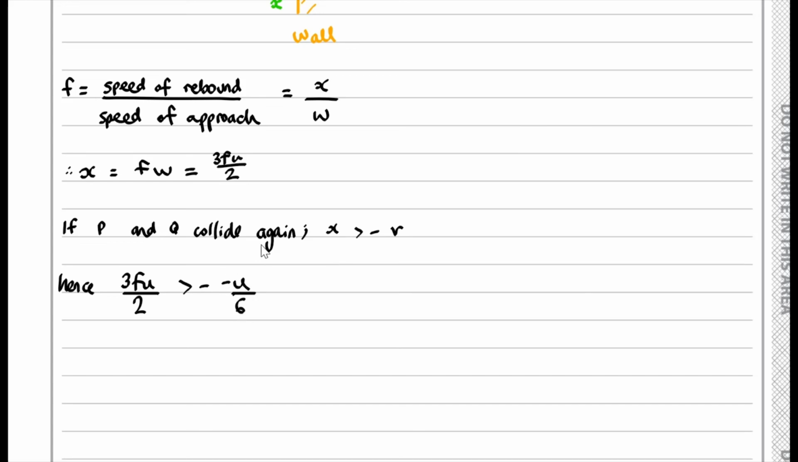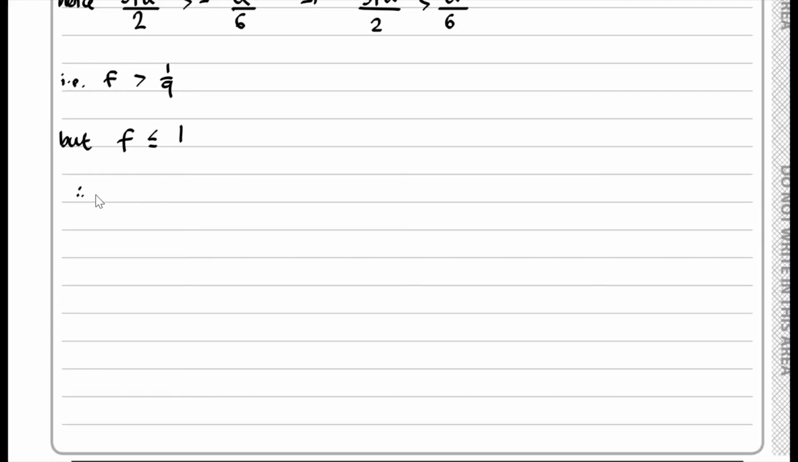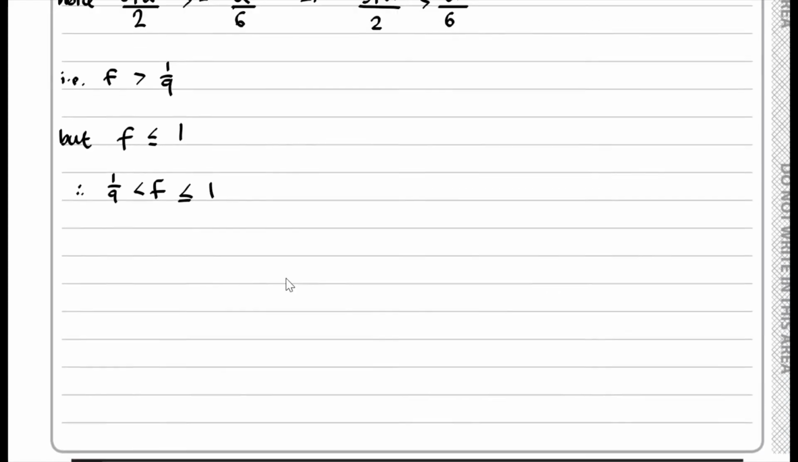In other words, you can see that 3fu over 2 is greater than u over 6, from which we can see f is greater than 1 over 9. And we also know that f is less than or equal to 1, and therefore the range of values of f, we have 1 over 9, which is less than f, which is less than or equal to 1. And that concludes the end of the paper.